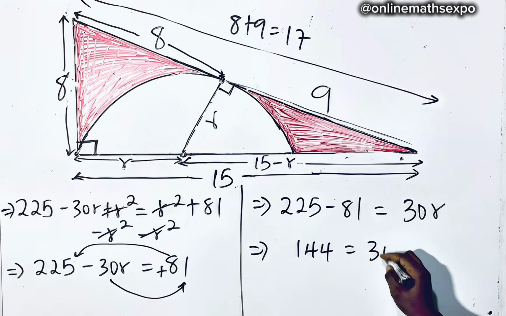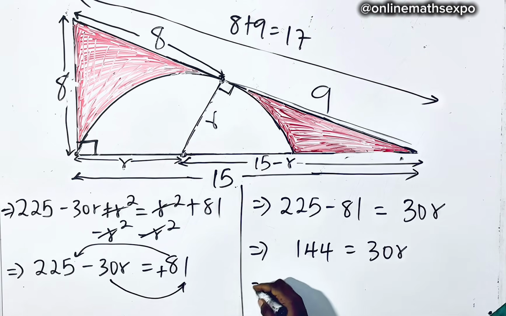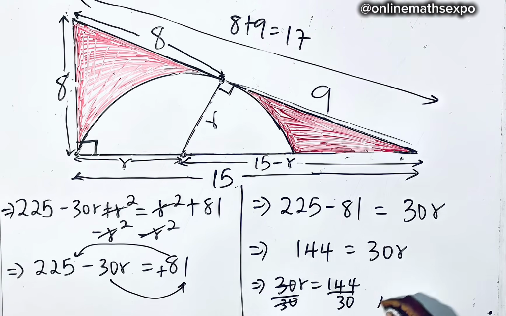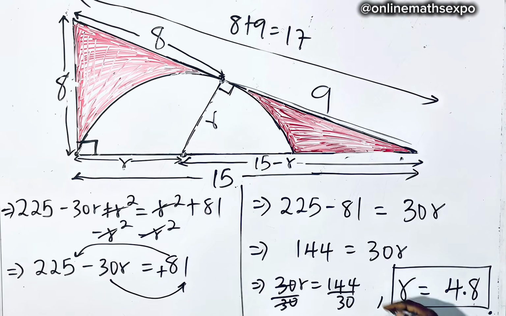144 is equal to 30r. And this is the same as 30r is equal to 144. To get r, remove this 30, divide both sides by 30. This cancels this. So we are going to have r will be, divide 144 by 30, and that gives us 4.8. So the radius of this semicircle is 4.8.